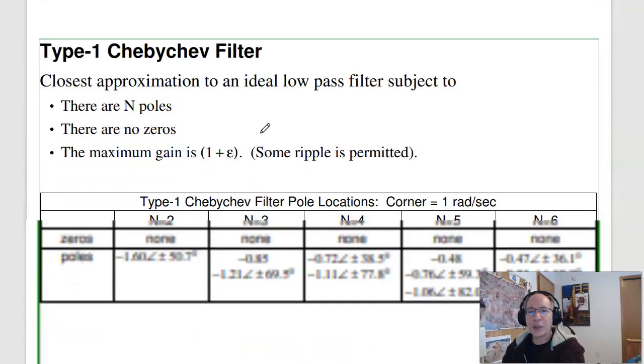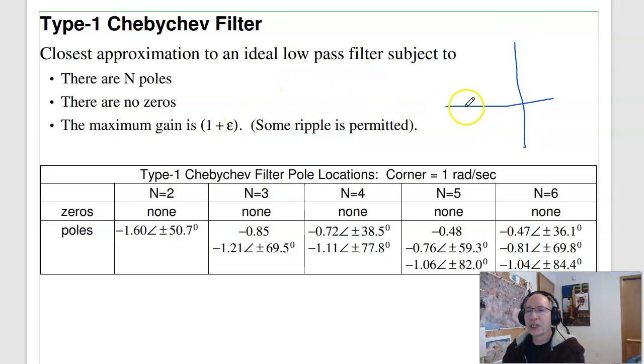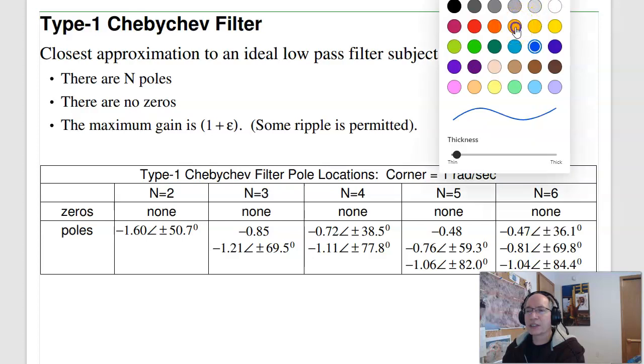A type 1 Chebyshev filter is really similar to a Butterworth filter. Look at a third order RC filter with a corner at 1 reading per second. I've got 3 poles right here. Butterworth filter, I take 2 poles and slide them out to 60 degrees and minus 60, and that's a Butterworth filter. Chebyshev filter, you're allowed to have a slight resonance.